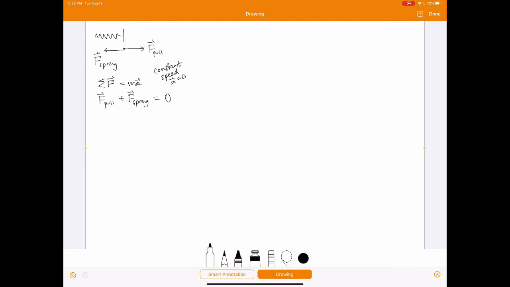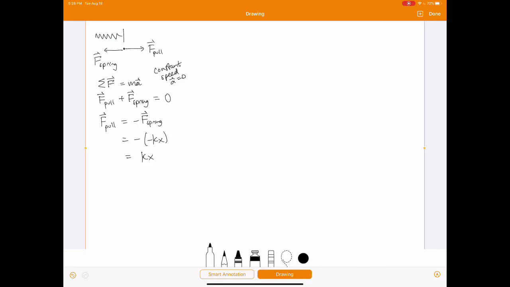So there you have it. And the point of that is to say that the pull force is minus the spring force. So it's just in the opposite direction, but just as strong. And since the spring force is minus kx, the pull force is just going to be positive kx.